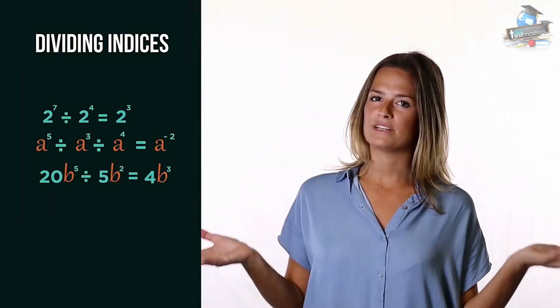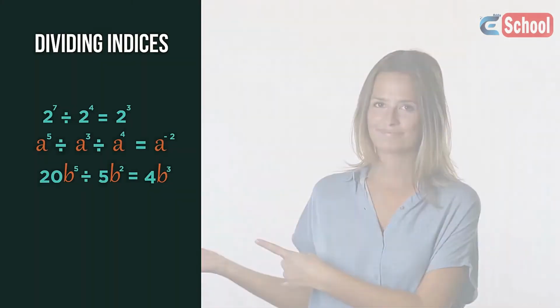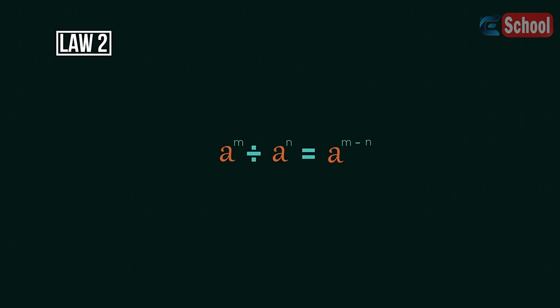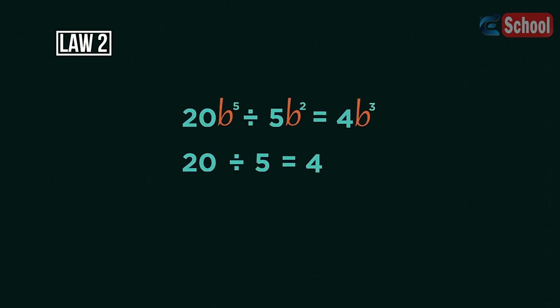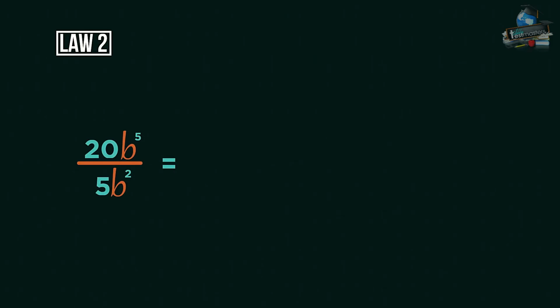So what happens when we divide with indices? Have a look and see if you can work it out. When we divide indices, we subtract the powers, but again, the base must be the same. So for this one, we do the numbers first and subtract the indices second. This is because if I wrote the equation out fully, it would be the same as writing this.